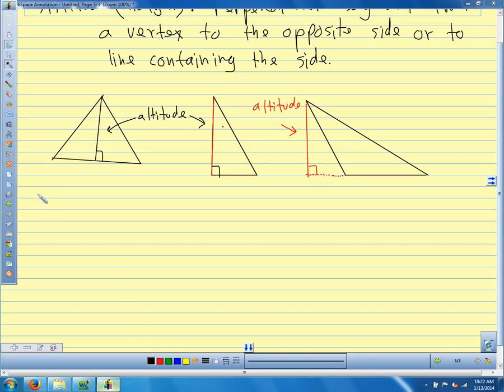So our theorem. Before we do our theorem, let's do an example of deciding which is which. So let me draw a triangle. And for this one we want to know, are we talking about an altitude, a median, or neither?